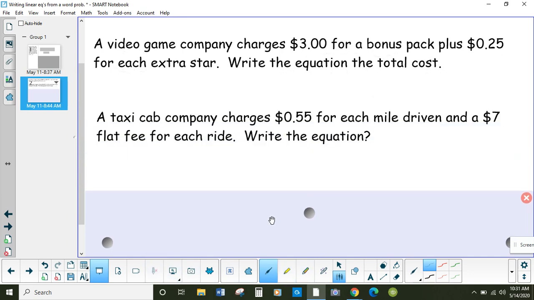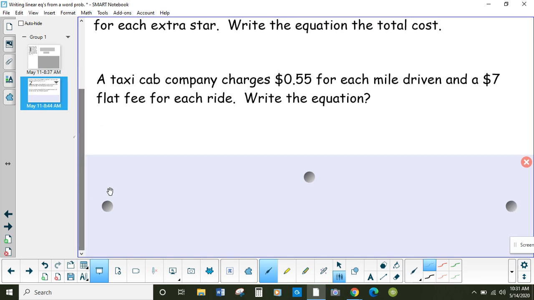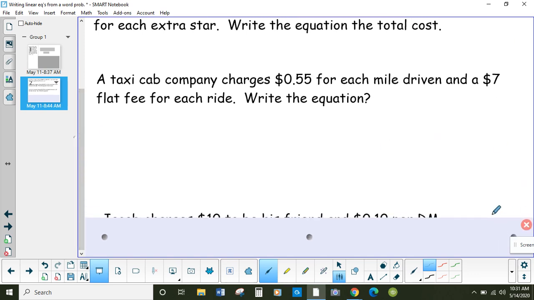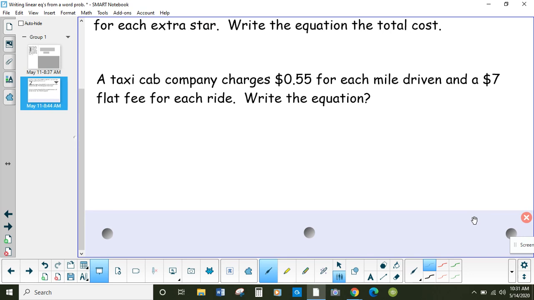Let's move on to the last one for the day. You guys pause the video and see if you can write the equation for this problem. So, we don't know total cost, so we'll let C equal total cost. You guys remember what this is called? What am I doing right now? This is called assigning a variable. We don't know how many miles we're going to drive, so we'll let M equal number of miles.